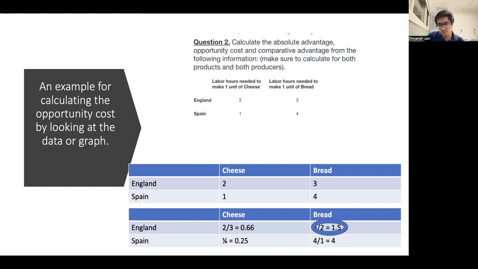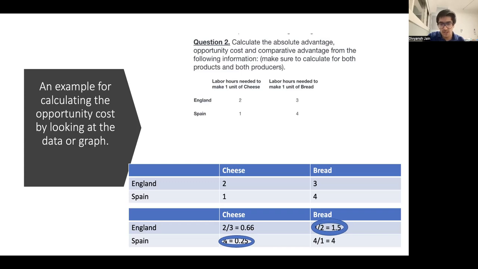So the lowest opportunity cost underneath the bread column is for English workers. So English workers have comparative advantage in producing bread. Underneath the cheese column, Spanish workers have the lowest opportunity cost in producing cheese, which shows that Spanish workers have a comparative advantage in producing cheese.